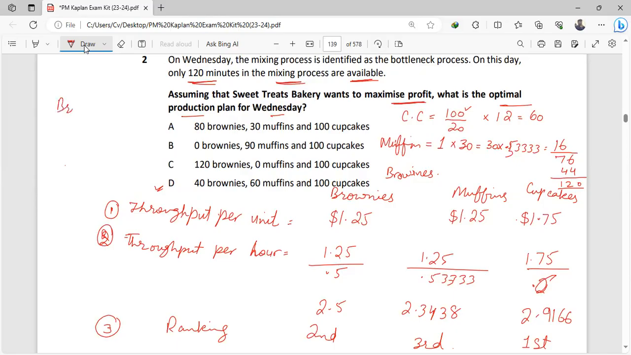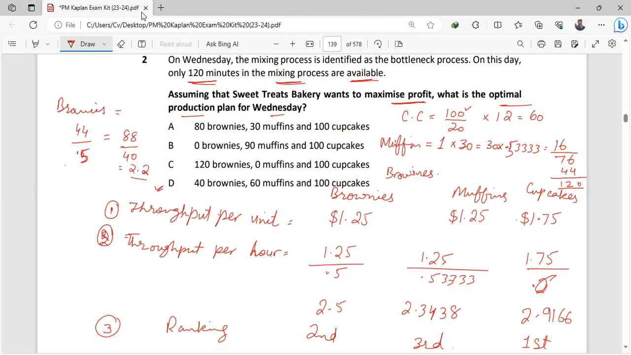So for brownies we have 44 minutes and time to produce one unit is 0.5. So 44 divided by 0.5, maximum we can produce 88 brownies. Again, brownies are produced in batches, so we divide by 40. So how many batches do we have? 88 divided by 40. Quickly. 2.2 batches. Once again, batches are not produced in decimals.